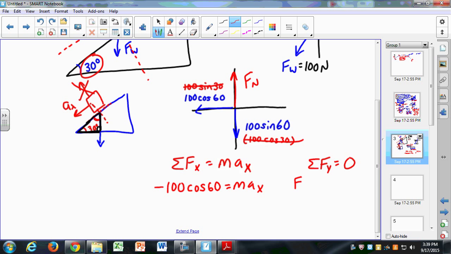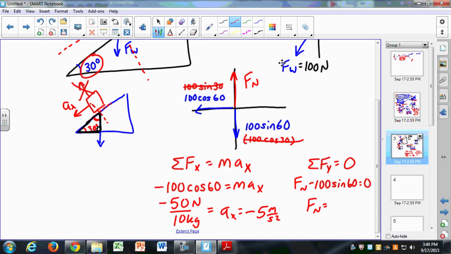Sum of the forces in the y direction is going to be Fn minus 100 sine of 60, and that's all equal to 0. Okay? This is minus 50 divided by m, which was 10 kilograms, equals ax. That's minus 5 meters per second squared. And then over here I have Fn equals 100 sine of 60. Sine of 60 is 0.86. So that's 87 newtons, or 86 newtons.